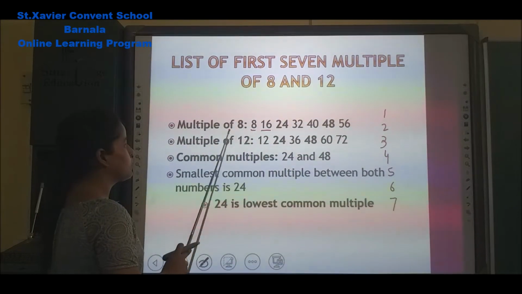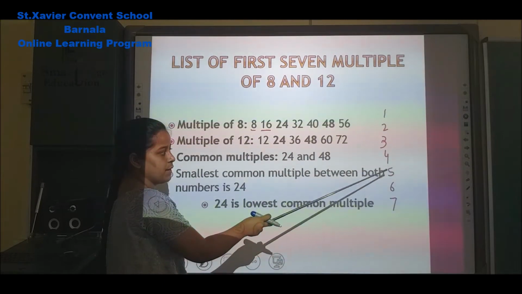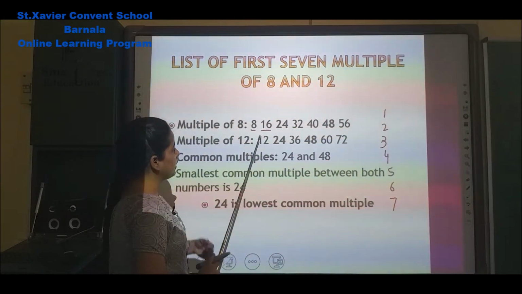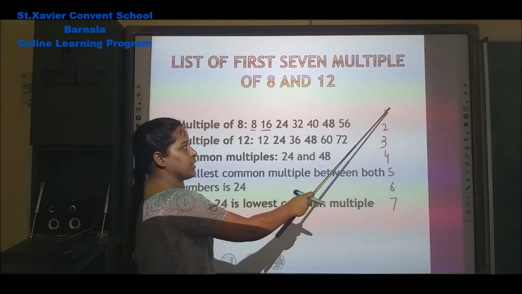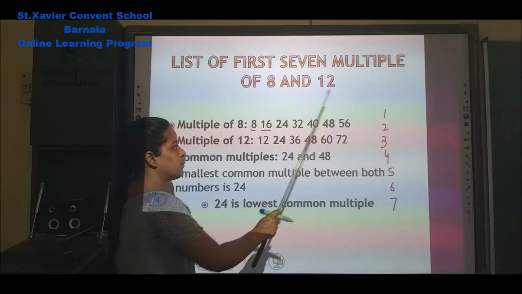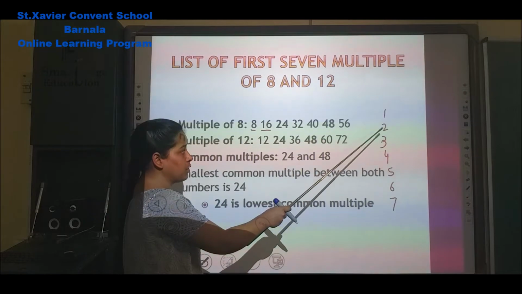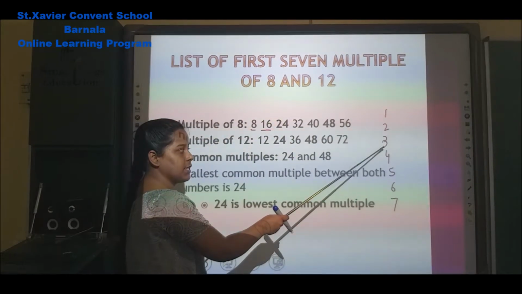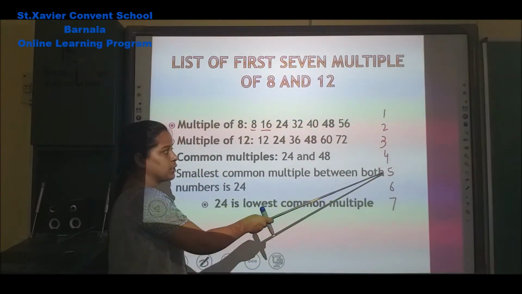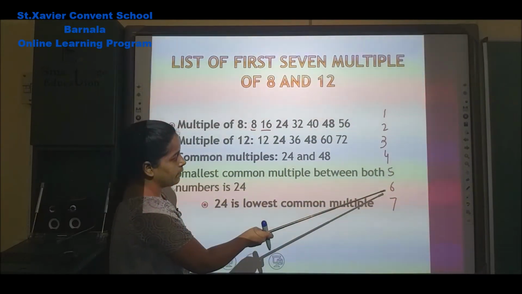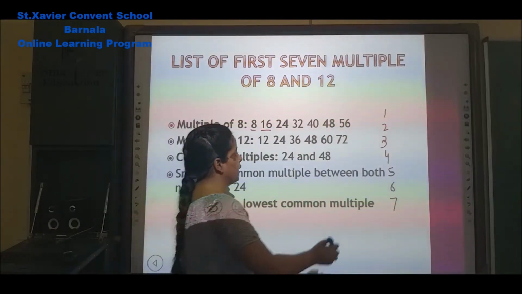Next we find the multiples of 12. Counting numbers 1, 2, 3, 4, 5, 6, 7. 12 is the given number and 1 is a counting number. 12 multiplied by 1 is equal to 12. 12 multiplied by 2 is equal to 24. 12 multiplied by 3 is equal to 36. 12 multiplied by 4 is equal to 48. 12 multiplied by 5 is equal to 60. 12 multiplied by 6 is equal to 72. 12 multiplied by 7 is equal to 84.